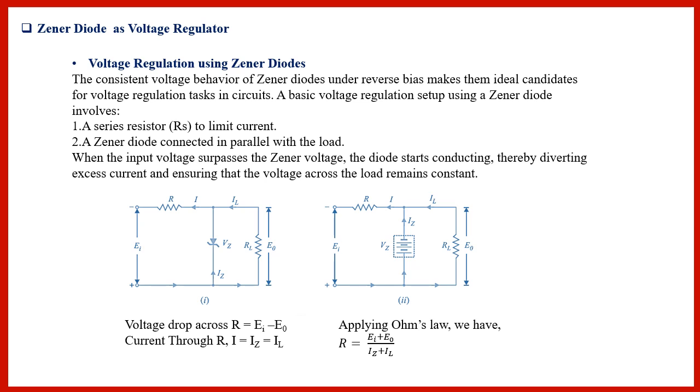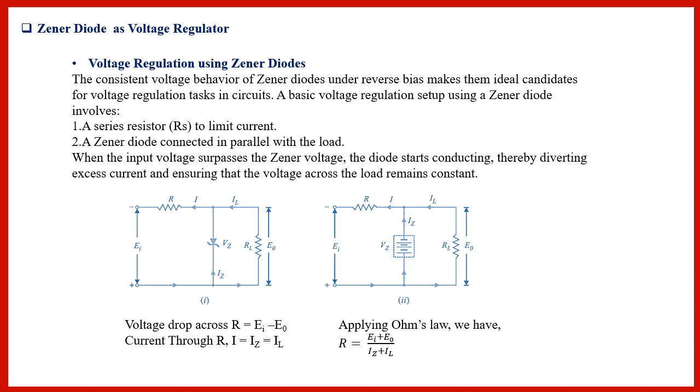The voltage across the Zener diode remains constant even when there is an excess voltage drop across the resistance R. This will cause an increase in the value of the total current. The Zener will conduct the increase in current I while the load current remains constant. Hence, the output voltage E0 remains constant irrespective of the changes in the input voltage.